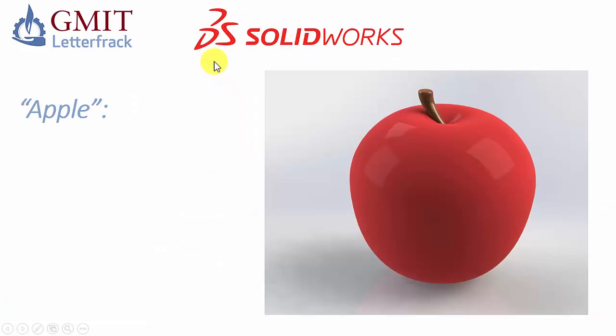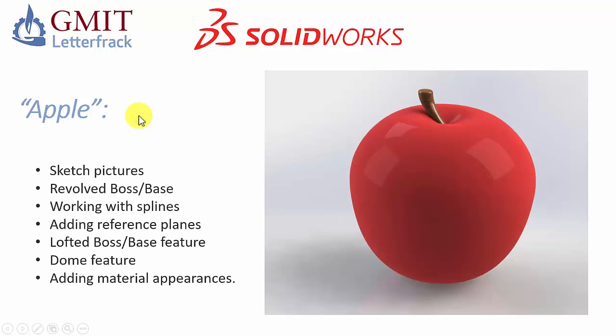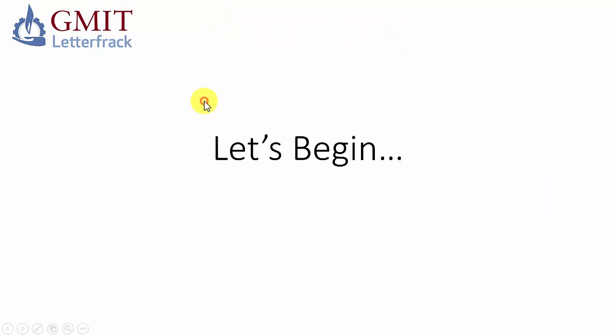So this is the project we're about to draw. It's an apple, and to complete this project we will need to cover the following: the use of sketch pictures to trace around to give us the shape of the apple. A revolved boss base will be used to generate the solid of the apple. We're going to use splines to draw the actual profile of the curvature of the apple. We're going to need to add reference planes to set up the stem of the apple. We're going to need a dome feature to curve the top of the stem, and we'll also add the relevant material appearances. So let's begin.